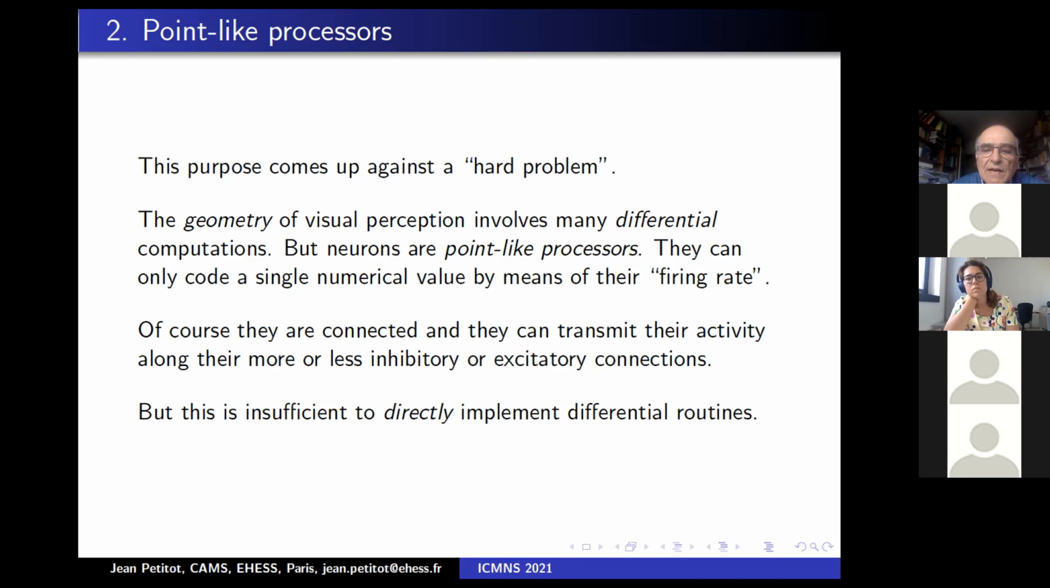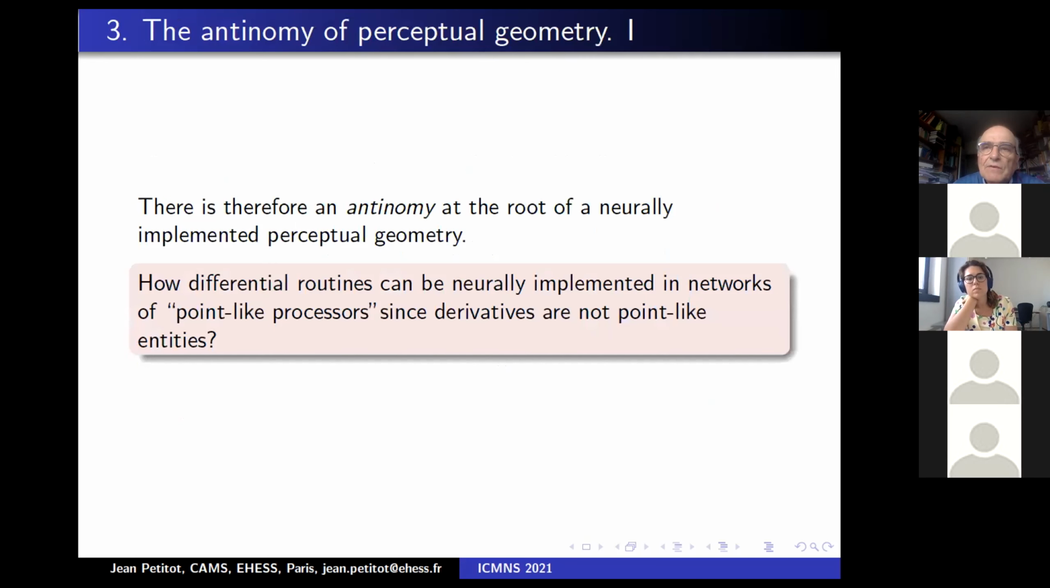implement differential routines. There is therefore a sort of antinomy at the root of a neurally implemented perceptual geometry: how differential routines can be neurally implemented in networks of point-like processors, since derivatives are not point-like entities.